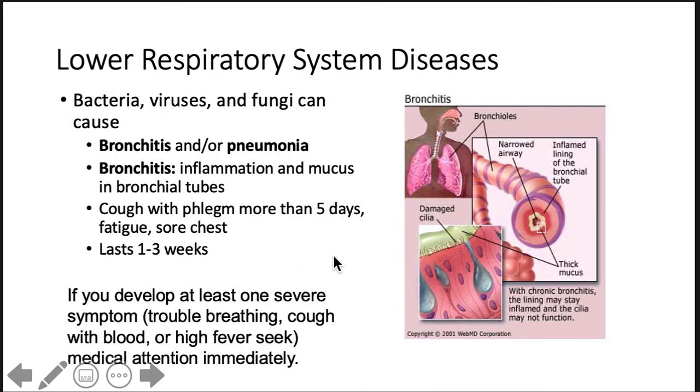If breathing becomes really difficult, you would be given some type of inhaler to help open up those airways. Of course, if you ever have difficulty breathing, you should go straight to urgent care or ER. And if you ever develop a cough with blood, that would also be reason to go straight in. And if your fever is too high, or you've had a prolonged fever for more than 3 days, those are also reasons to go and see the doctor.